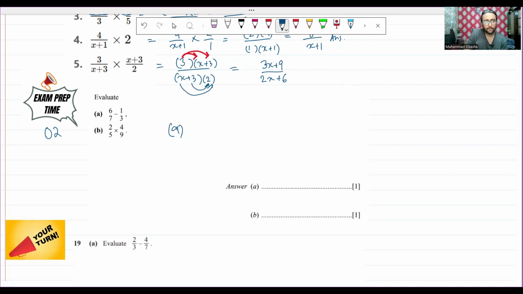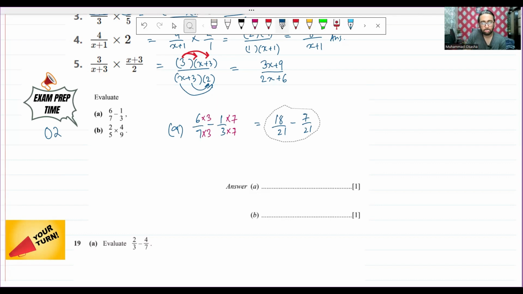Part A: 6 divided by 7 minus 1 divided by 3. This is subtraction, so I want my denominators to be the same. What I could do is multiply this by 3, and the top by 3, and this by 7, and the top by 7. What am I going to get? 18 divided by 21 minus 7 divided by 21, and the denominator is now the same.